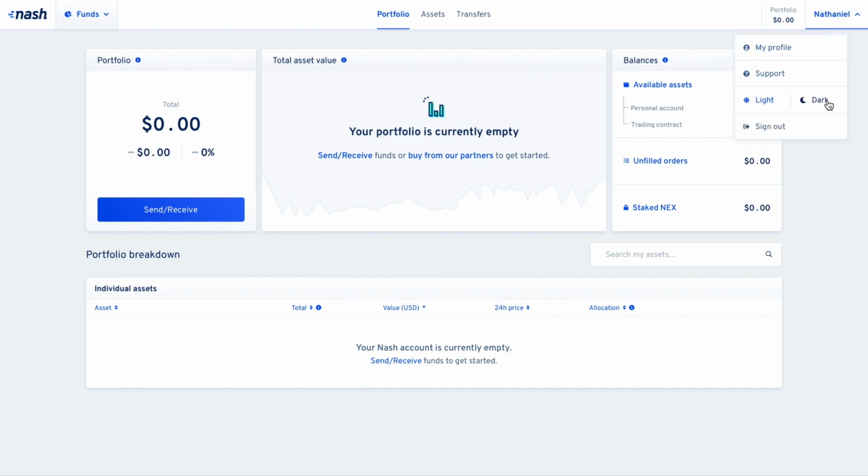Finally, Nash has a dark mode, so whether you're trading late at night or just prefer dark themes, we have that covered for you too.